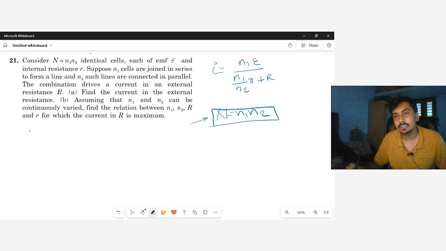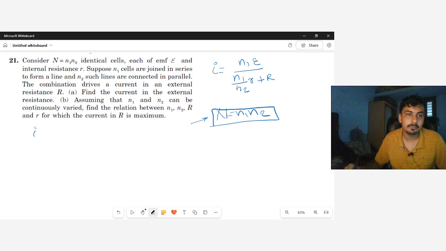Either you write n1 as a function of n2 or n2 as a function of n1. So let us just write n1 as capital N by n2, so n1 will become capital N by n2 times E, or we could have written n2 also. So let us do n2. Maybe that would be easier. n2 can be written as capital N by n1.